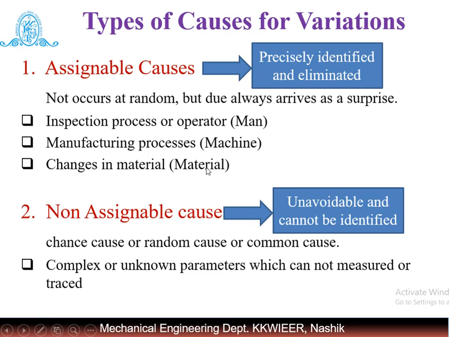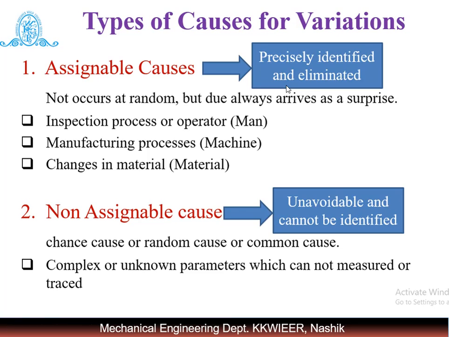Man is related to the inspection process, which is held by the operator. The manufacturing process is related to the machine on which that manufacturing process is to be done. The third one is the material, that is, changes in the material frequently, which is the role of material. So assignable causes can be precisely identified and eliminated.